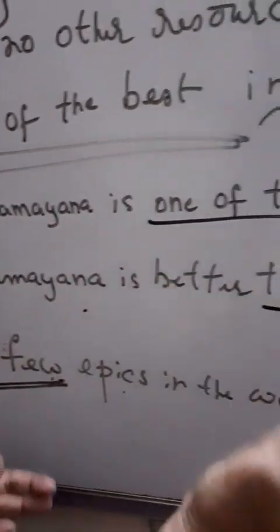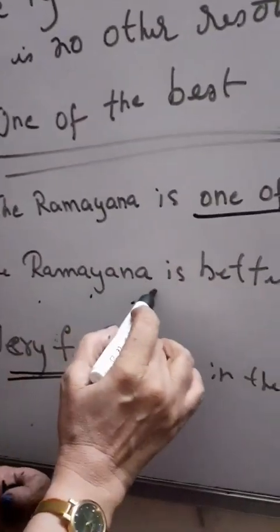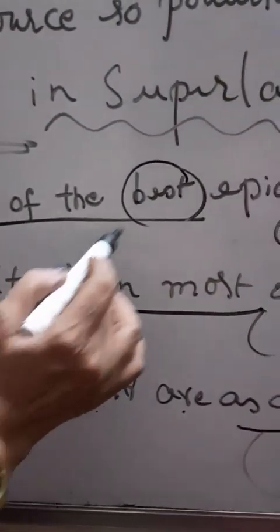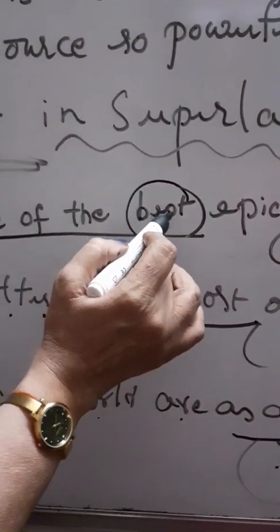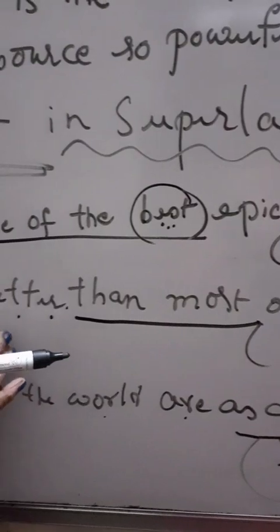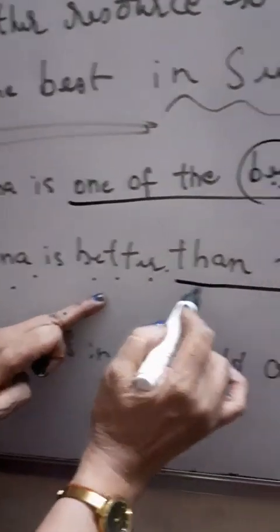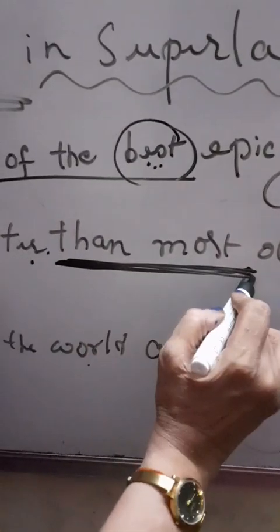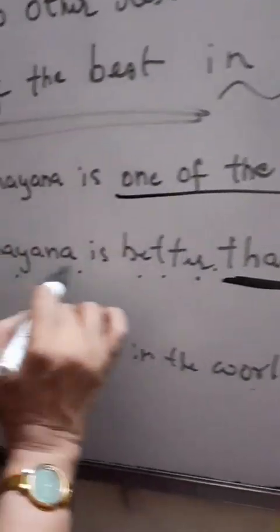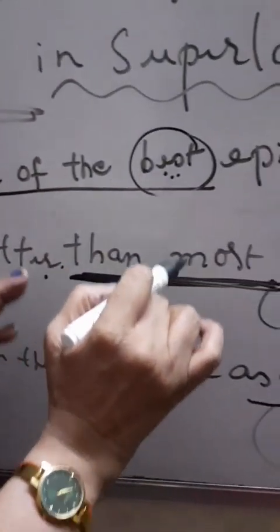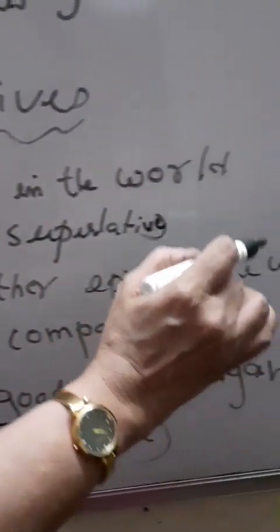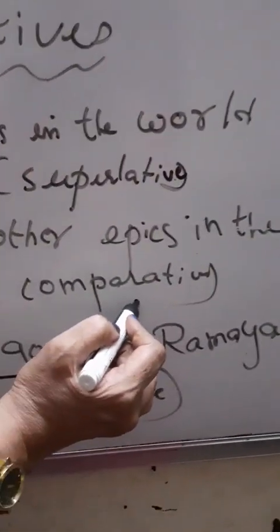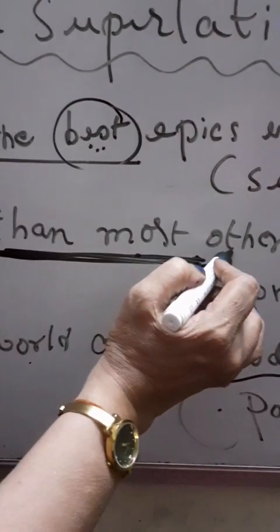Now let us do it in comparative. The Ramayana is better. Good, better, best. So the comparative form is better than most. You have to add this word. The Ramayana is better than most other epics in the world. That is comparative. Most other.